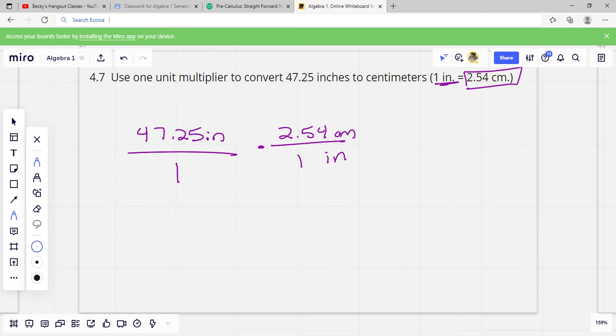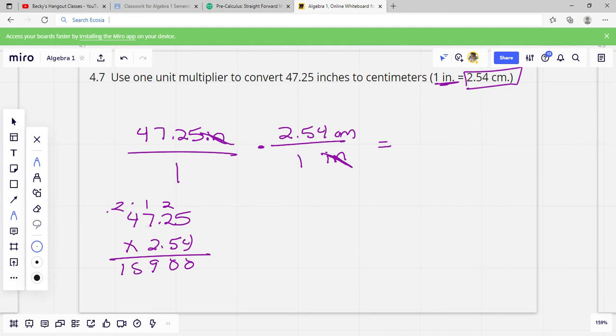All right, so that means I'm just going to multiply. Inches cancel my units. I'm going to be left with 47.25 times 2.54. 5 times 4 is 20. 4 times 2 is 8, 9, 10. 7 times 4 is 28, 29. 4 times 4 is 16, 17, 18. Now I'm going to do my 5. 5 times 5 is 25. 5 times 2 is 10, 11, 12. 5 times 7 is 35, 36. 5 times 4 is 20, 23.